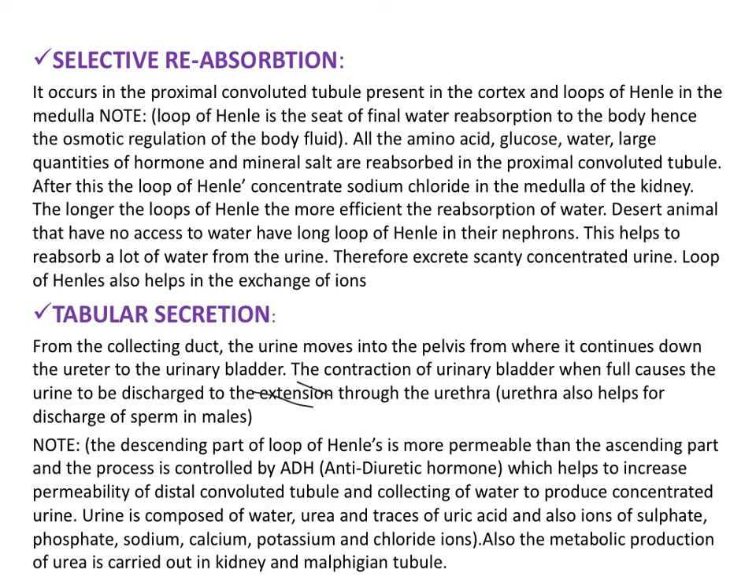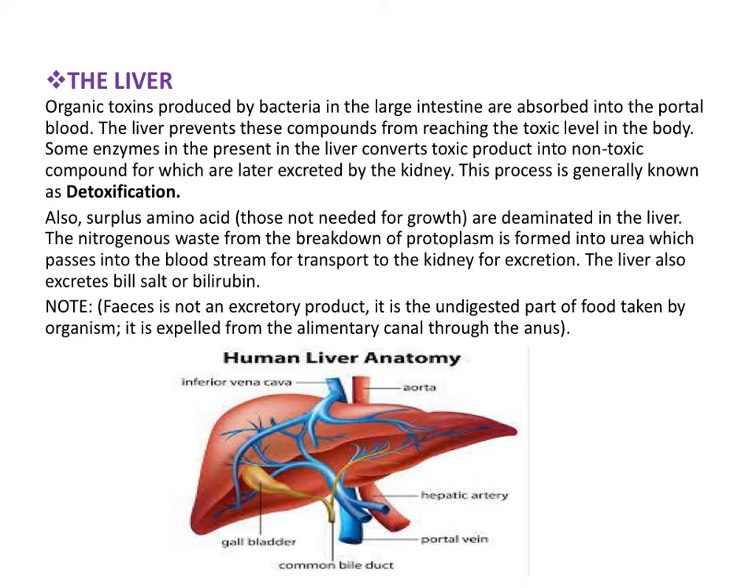Urine is composed of water, urea, and traces of uric acid, and also ions of sulfate, phosphate, sodium, calcium, potassium, and chloride. Also, the metabolic production of urea is carried out in the kidney and the Malpighian tubule. The liver is another excretory organ in man.